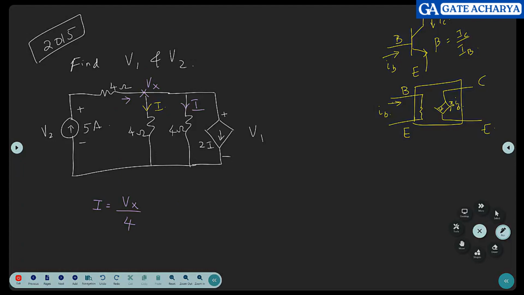5 amps, very good. And that 5 amps has to divide into I and 2I. So totally it is 5 amps, or you can say it is 4I. See, it is understandable. 5 amps is also equal to 4 times I. So what will be I? 5 divided by 4, you can say it is 1.25 amps. So I got I.